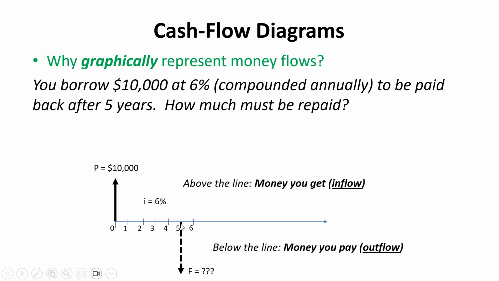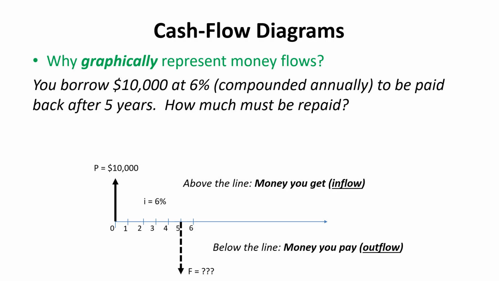So you can see that we've got an arrow at year 5 that's a dashed line. The dashed line means we don't know the amount. And then the other way that you indicate that the amount is unknown, just with these question marks here. So F, the future amount, is unknown. So inflow above, outflow below. So you get $10,000 now, and then you have to pay a lump sum in year 5, but we don't know the amount. This cash flow diagram is from your perspective.